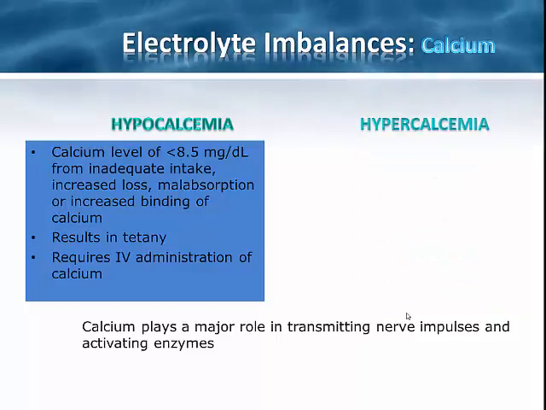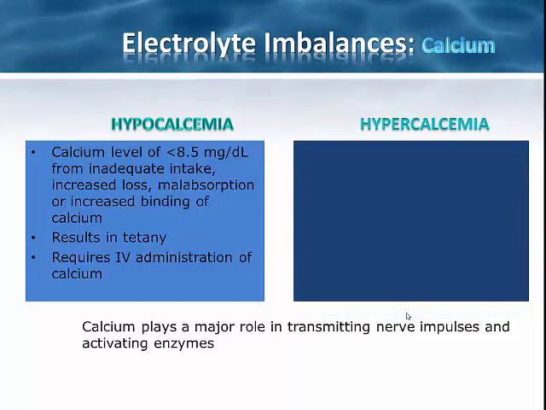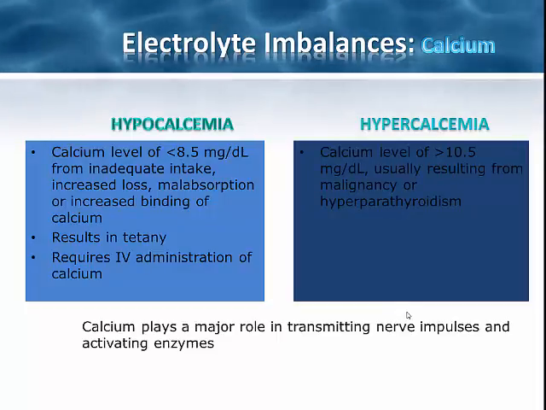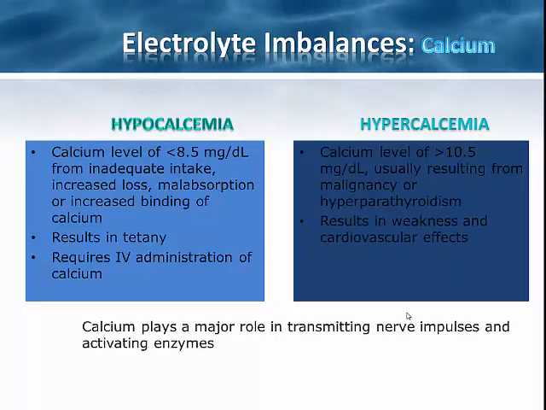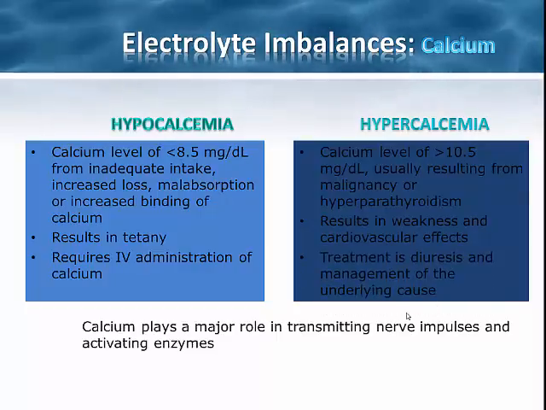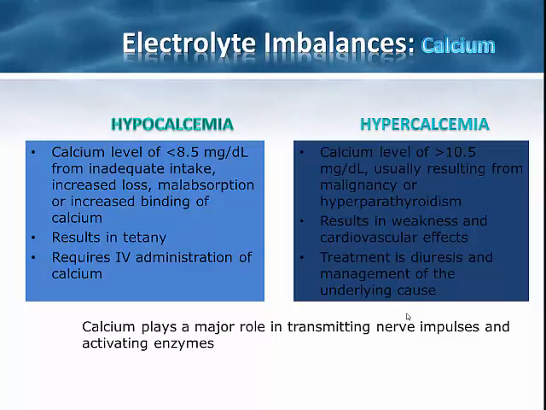For hypercalcemia, you've got calcium levels greater than 10.5. It usually is resulting from malignancy or hyperparathyroidism. Results that you will see are weaknesses and cardiovascular effects. And the treatment is diuresis and management of the underlying causes.